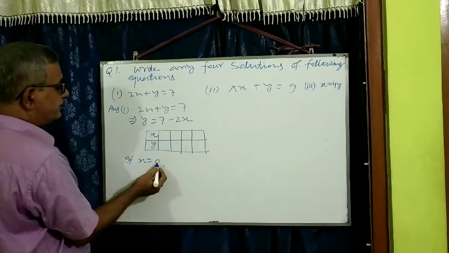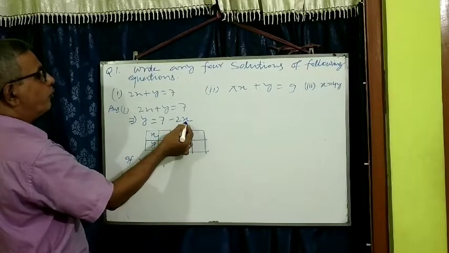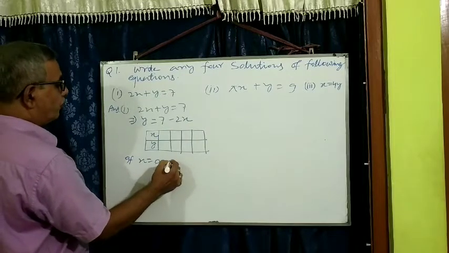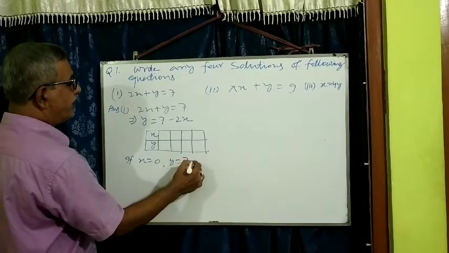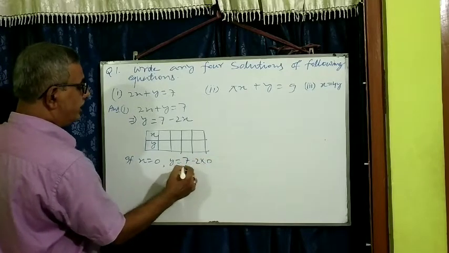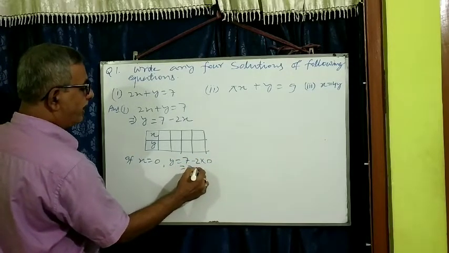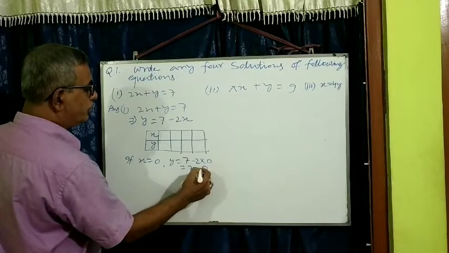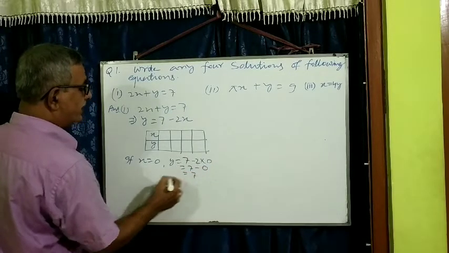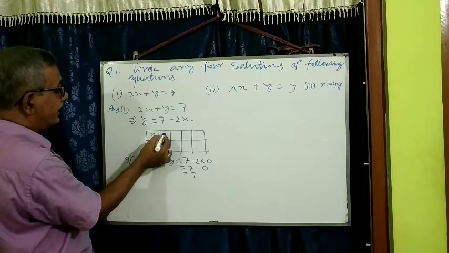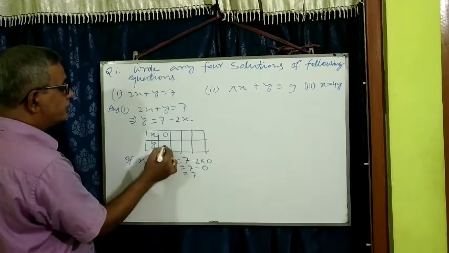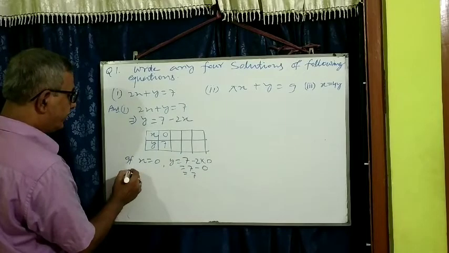Here, dear friends, I am writing here for x, 0. So y is equal to what will happen? Do you understand? y is equal to 7 minus 2 into 0. Ultimately, 7 minus 2 into 0, 0. Now you are getting 7. So I have written x instead of x, I am writing here 0. So y is equal to 7 you are getting.